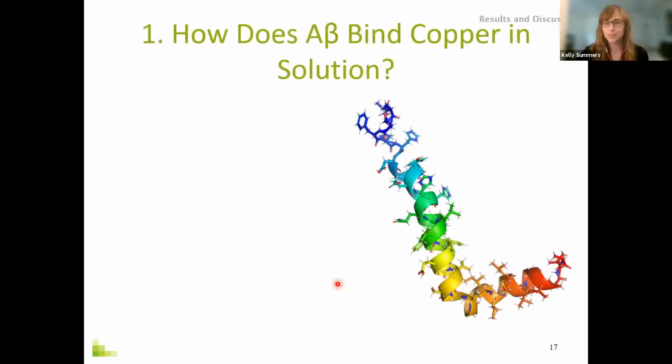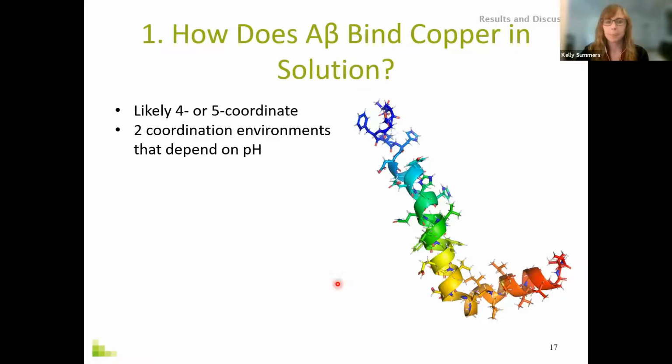And so without further ado, into the results and our first question: how does amyloid beta bind copper in solution? It's fairly well established that it's likely 4 or 5 coordinate copper. It also emerged, more recently, that there are 2 coordination environments that depend on pH. There's a low pH component and a higher pH component, so that it's actually a mixture at more biological pH of about 7.4.